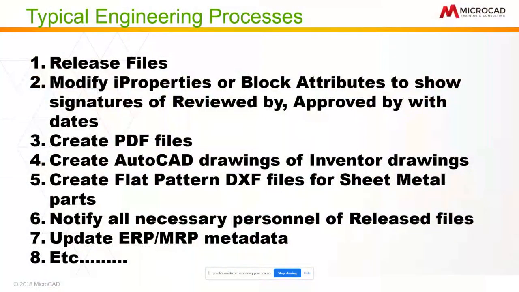A lot of the things that I hear and see is everyone needs to release files. And we're really going to be focused on the releasing of files with like Vault Professional. Most of you are pretty diligent with modifying the iProperties. And if you're using AutoCAD, the block attributes, you want to be able to show if it was reviewed by, the reviewed by date, the approved by, and things like that. And most importantly, the revision.